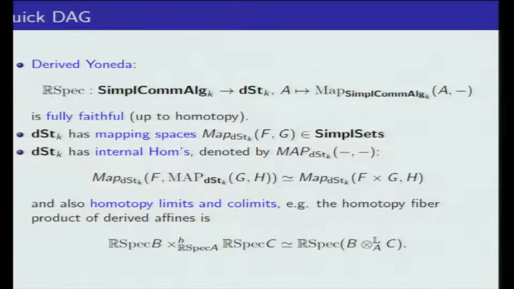Some properties: there is a derived version of the Yoneda lemma, where I send a simplicial commutative algebra A to the map from A to something, where map is the map in the model category sense or in the infinity category sense, and this is fully faithful. Derived stacks have mapping spaces, that is, simplicial sets of maps between two derived stacks. They also have internal Homs, and homotopy limits and colimits. The thing to keep in mind is the last formula there, which tells you how to compute the derived fiber product of affine derived schemes: you get the spectrum of the derived tensor product of the rings, the simplicial commutative algebras or the CDGAs.